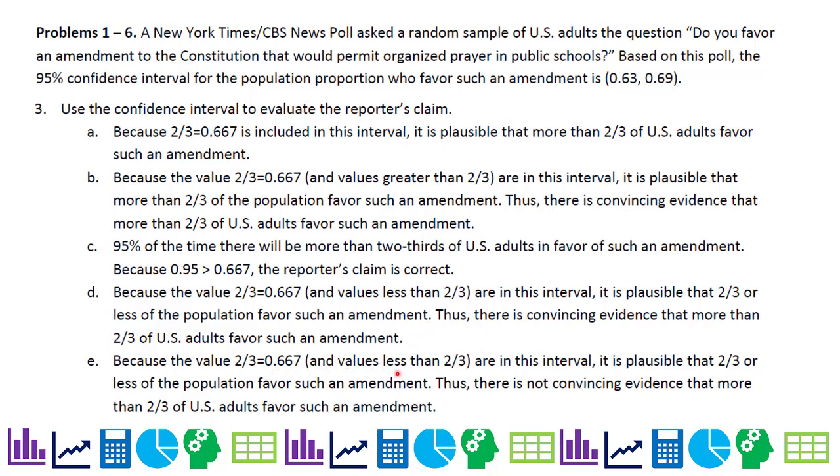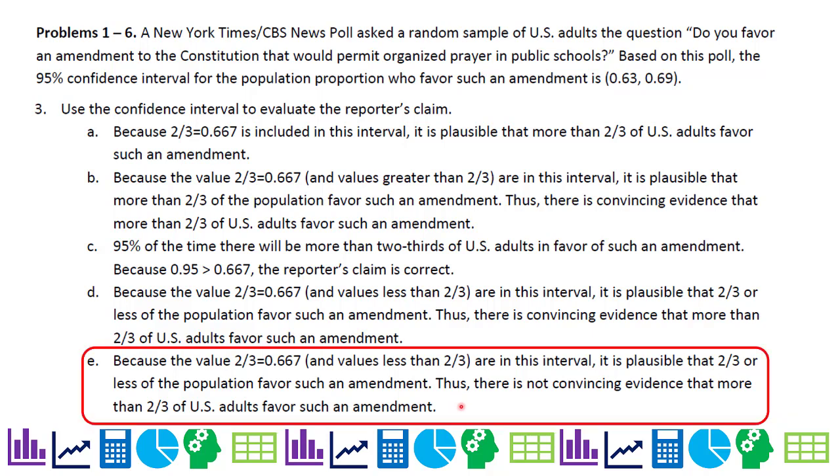Because the value is in the interval, it is plausible that 2/3 or less of the population favor such an amendment. Thus, there is not convincing evidence that more than 2/3 of the U.S. adult favor such an amendment. So we don't really have convincing evidence. Our values are in the interval, so it's not surprising. We find convincing evidence when our values are outside of the interval. E is the correct answer. Okay. And that's part of the reason this unit is a bit challenging, and the units to come.